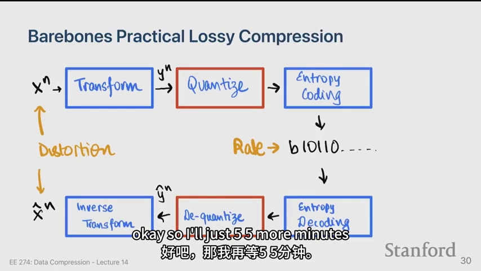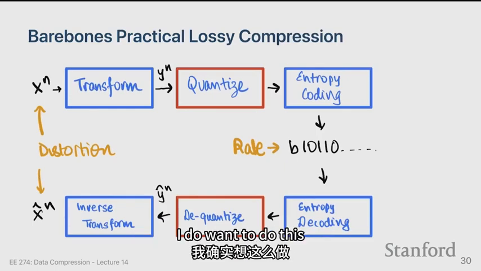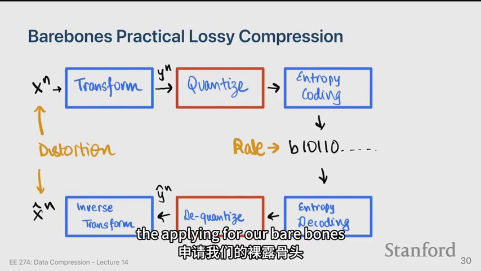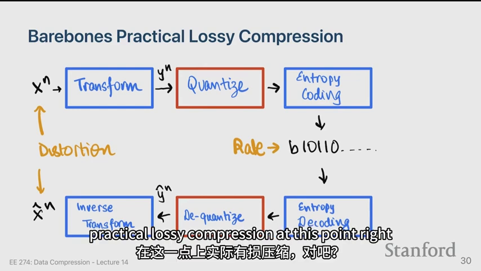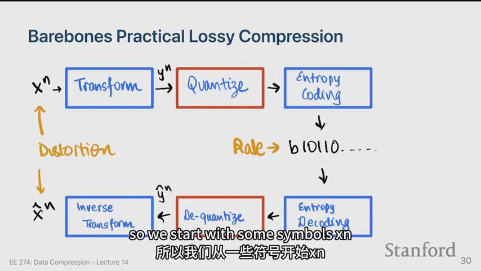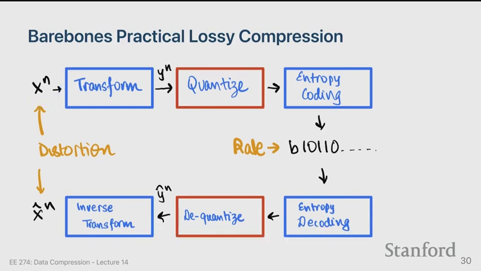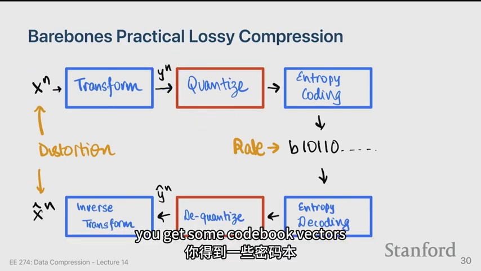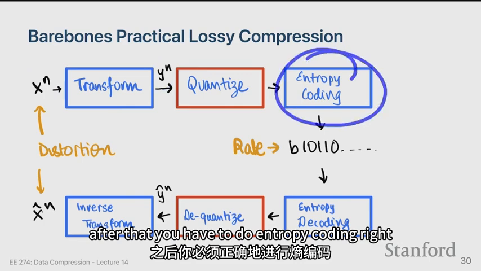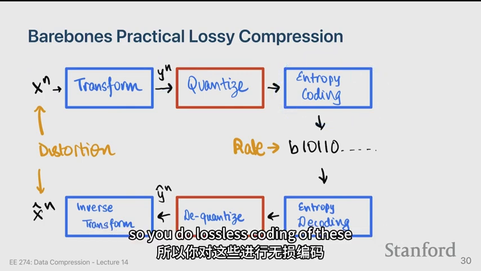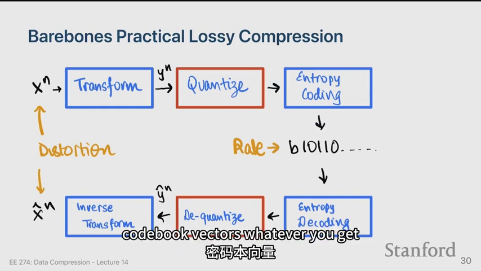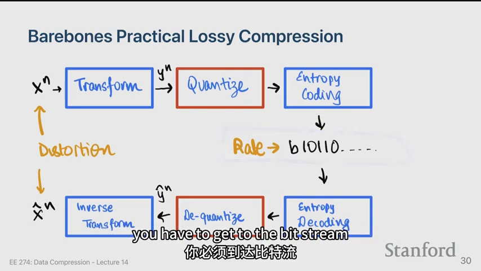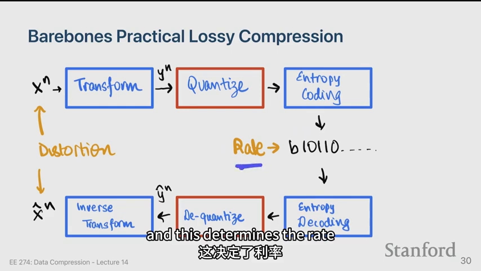Okay, so I'll just go five more minutes. I do want to do this. This is really the pipeline for our bare bones practical lossy compression at this point, right? So we start with some symbols xn. You do some transform, you get yn, you quantize this, you get some codebook vectors. After that, you have to do entropy coding, right? So you do lossless coding of these codebook vectors. That gives you the bit stream. At the end of the day, you have to get to the bit stream, and this determines the rate.